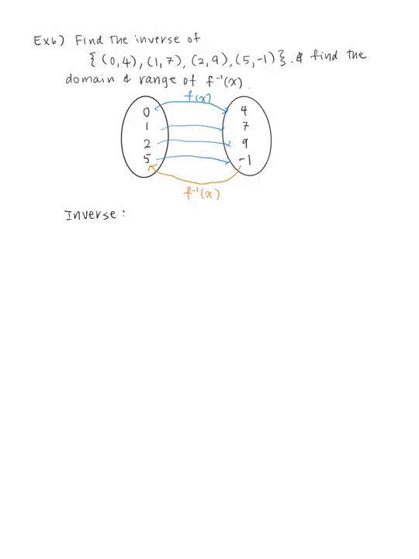You just swap the x and the y values. So here you're going to have 4, 0, 7, 1, 9, 2, negative 1, and a 5. All right, now let's go with the domain of f inverse of x. So that's just my notation for domain of f inverse.